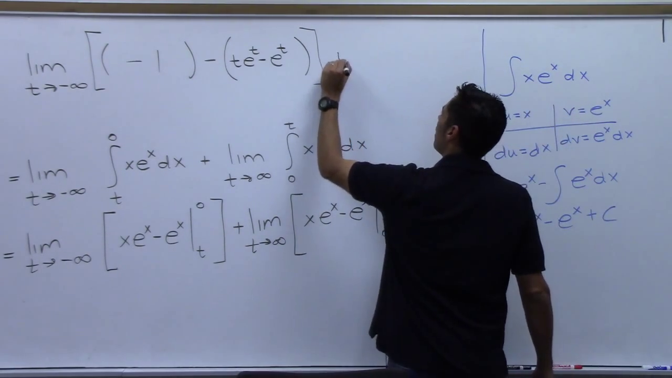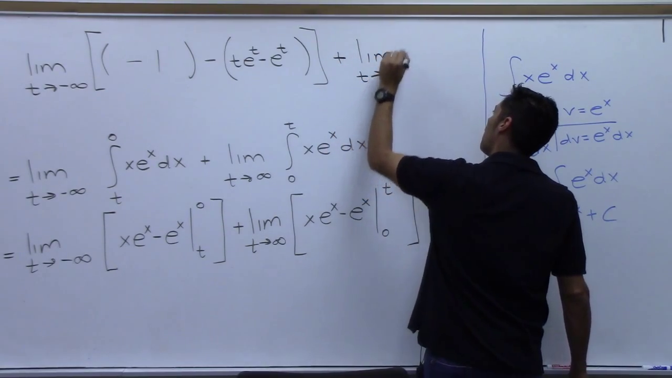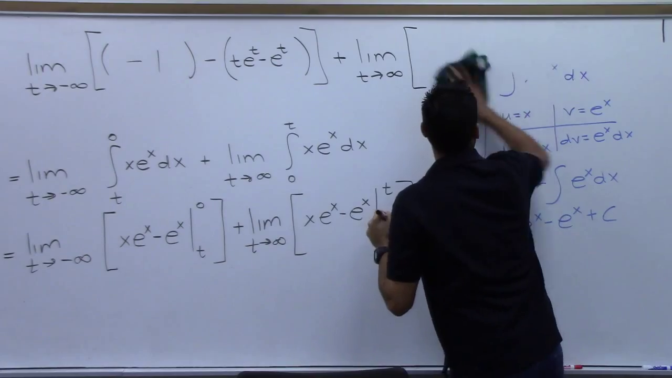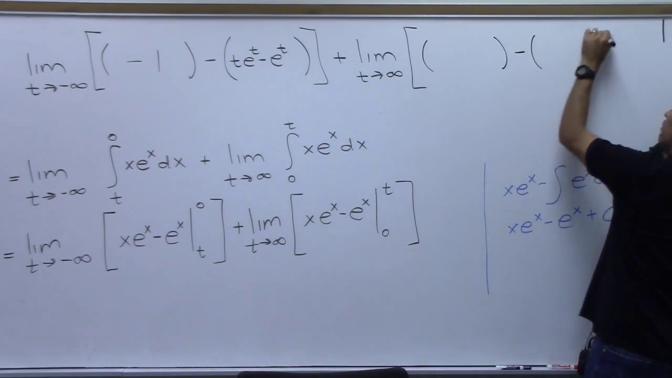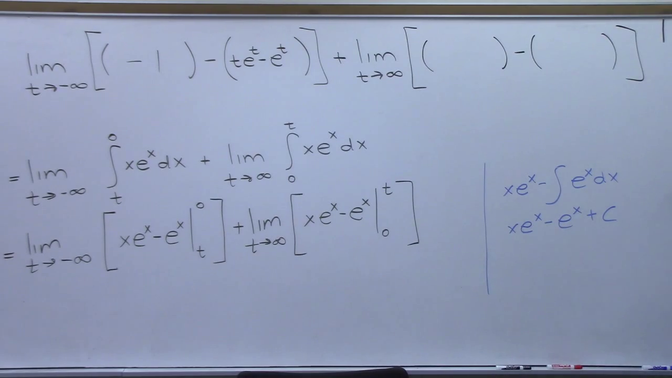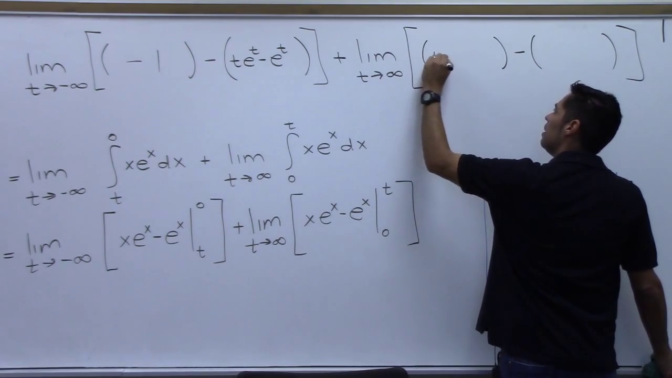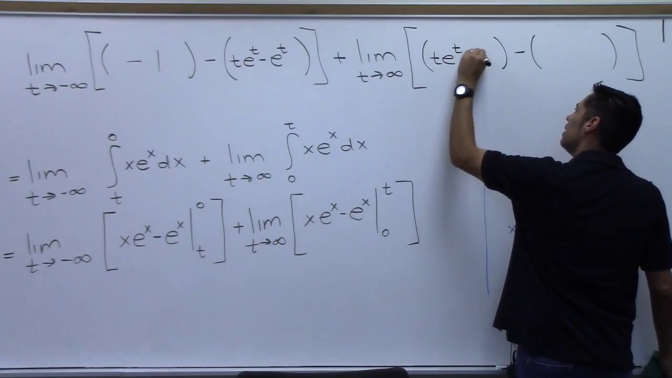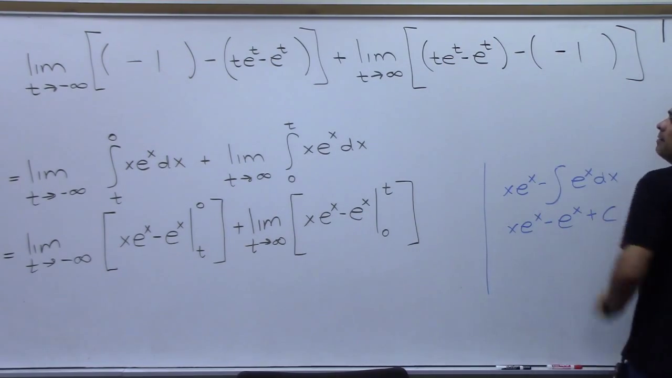Plus, I have another limit over here. This one's going to positive infinity. And two sets of parentheses. Again, that's just more of a force of habit. I like to do that just to keep myself on track of what I'm doing. I'm going to plug in t first. So t e to the t minus e to the t, and then plug in 0, I get negative 1 again, right?